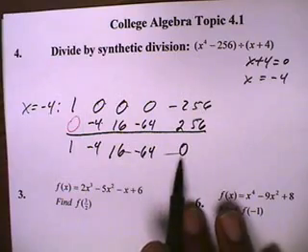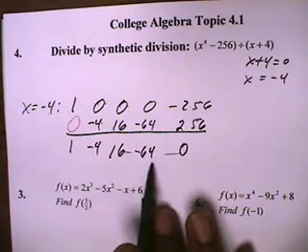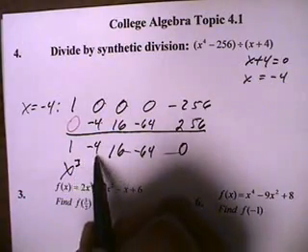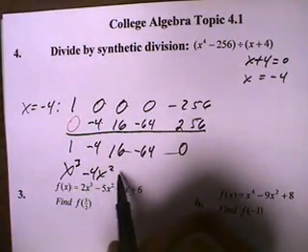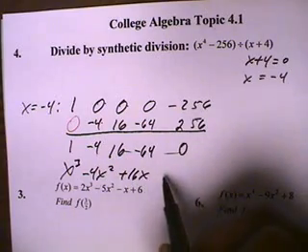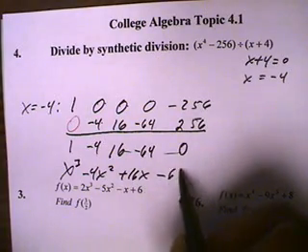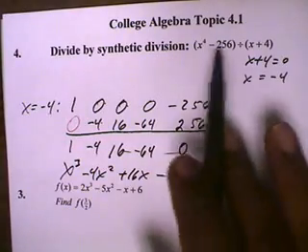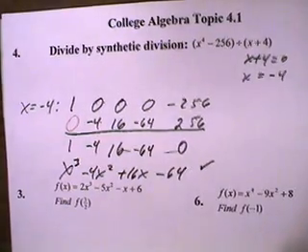Therefore, there is no remainder, and the rest of this is the polynomial 1x cubed minus 4x squared plus 16x, and then minus 64. And so this is the quotient of this.